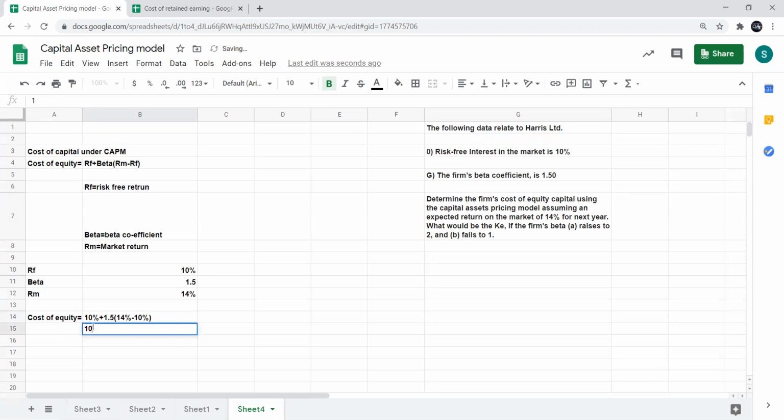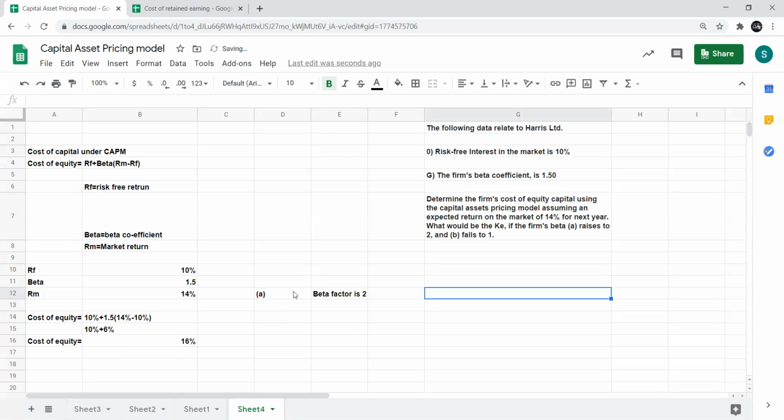So it's like 10% on solving all those things. What I've got is 6%. Now my cost of equity is 16%. Okay, this is with respect to the first subdivision. For the second subdivision, what they have asked me to find out is what will be the cost of equity share capital if the beta factor rises to 2. Beta factor is 2. Okay, this is the second situation.